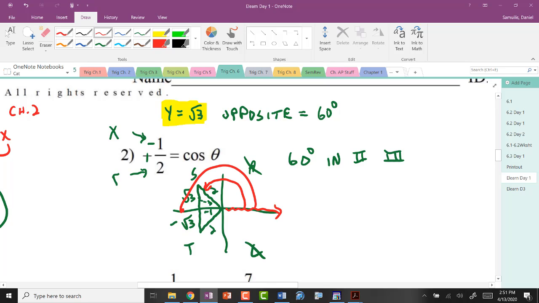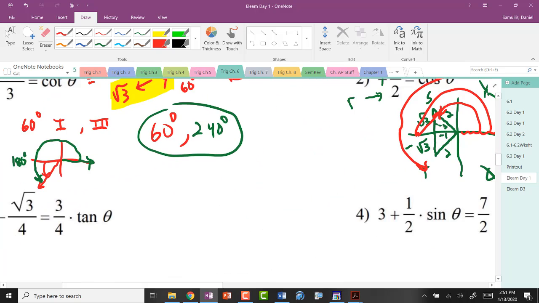This is 180, and then I got to jump back that 60-degree angle measure. So that's 120. And then in quadrant 3, you go 180, and then you go 60 more. That's simply 180 plus 60, which is 240. All right, that's all she wrote for that.